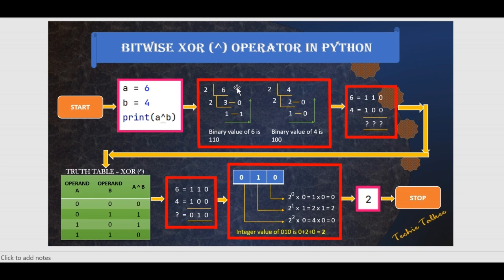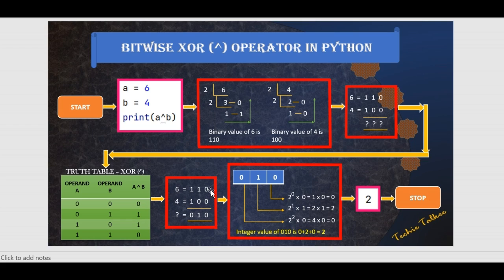First, the integer numbers 6 and 4 are converted to binary numbers. For converting them to binary numbers, we have to keep dividing them by 2 till we get the remainder to be either 1 or 0. So the binary value of 6 is 110 and the binary value of 4 is 100. I've written down the binary values here, 110 and 100. Now we need to find the XOR on these two values. For that, we need the truth table.